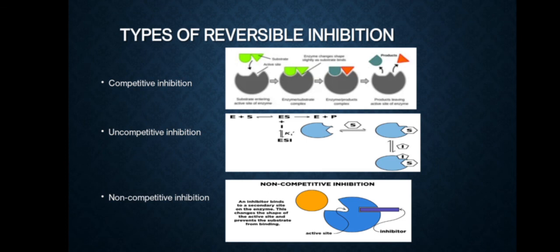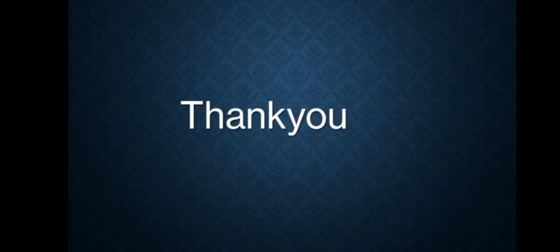And the third one is non-competitive inhibition. In this type of inhibition, we can see in the figure that the inhibitor has no structural similarity with the substrate and binds to the enzyme at a site other than the active site. Therefore, this is non-competitive between S and I, the substrate and inhibitor, and the formation of ES, EI and ESI takes place. So this is all about the types of reversible inhibition. That's all about enzymes.